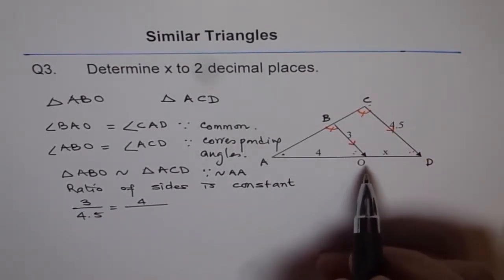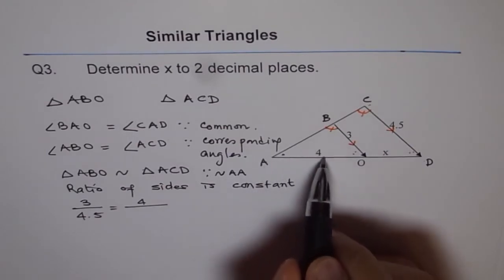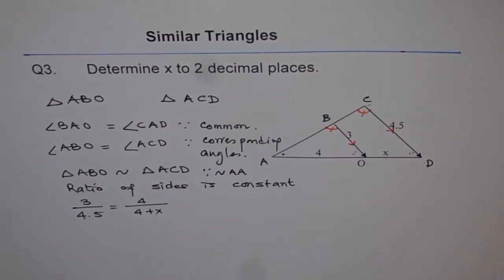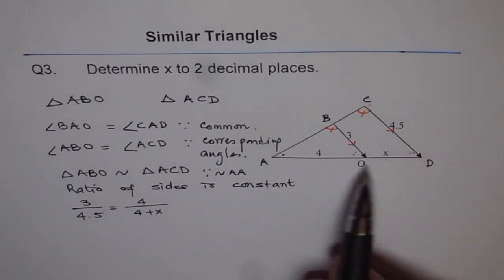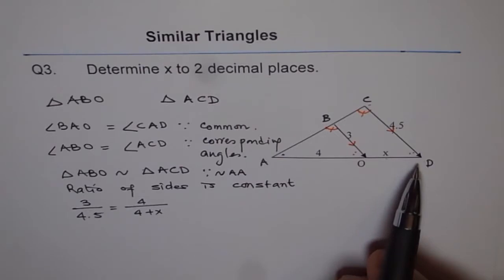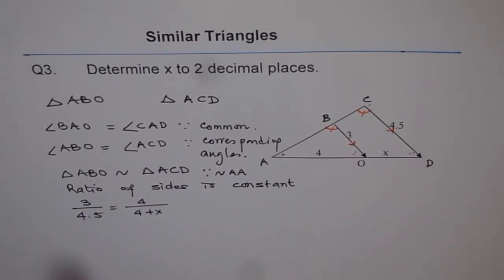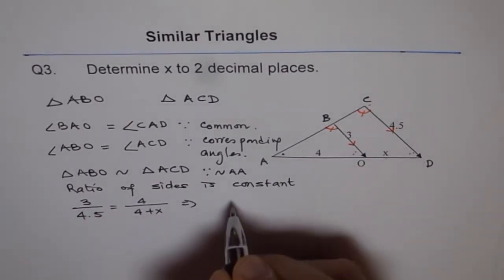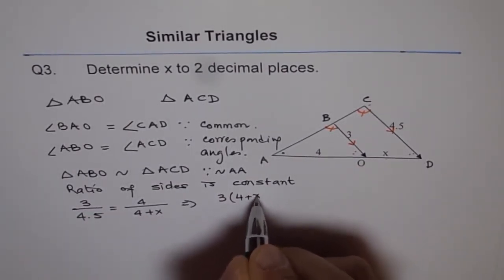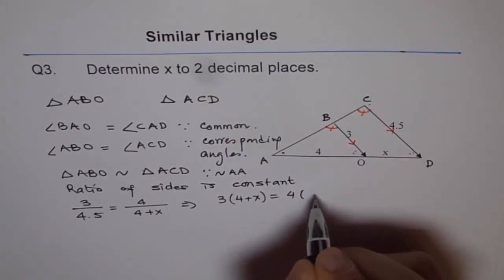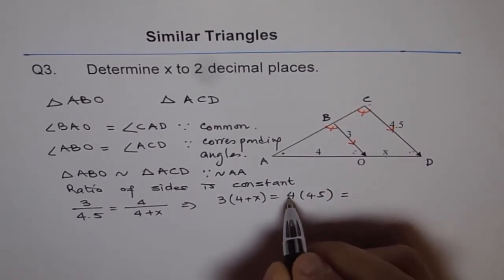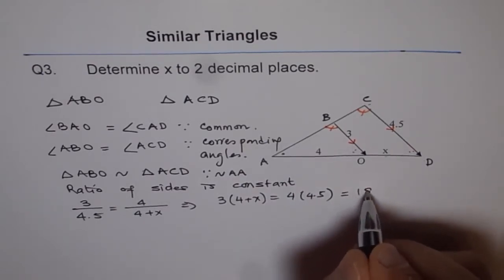I've seen students making a mistake here. The big one is 4 plus x. Correct? So that is the side which is AD in the big triangle, correct? Now you can cross multiply and solve for x, correct? So you get from here, so this implies what? We'll cross multiply, so we get 3 times 4 plus x is equal to 4 times 4.5, correct? 4 times 4.5 is, 4 times 5 is 20, 4 times 4 is 16 and 2, 18, right?